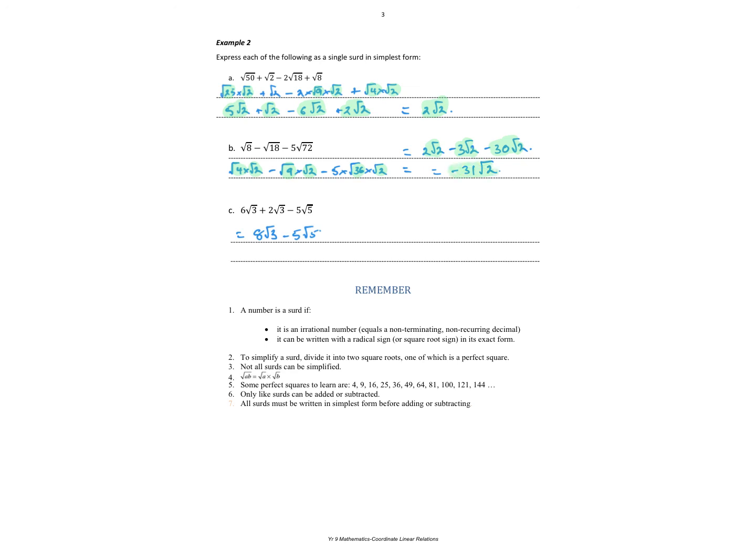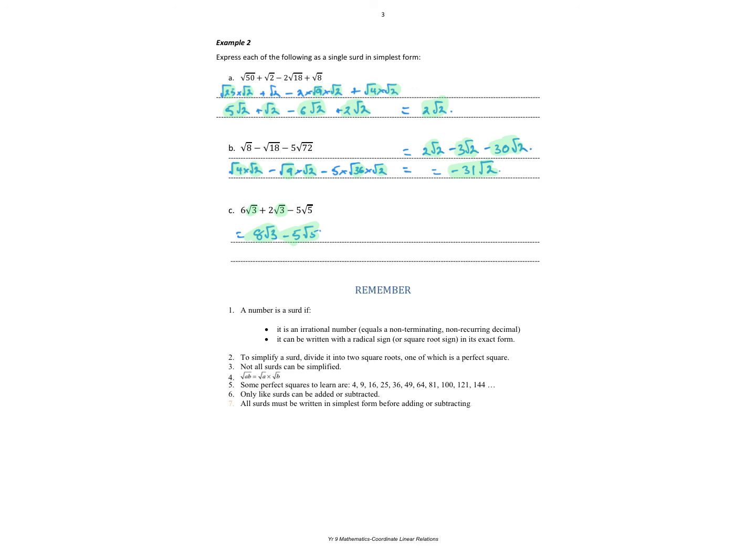Finally, if we have a look in here, root 3, root 3, root 5, we can't simplify those surds already. And we know definitely we can't simplify them because they're in fact prime numbers. And so we just add the like surds together. So I've got a root 3 there and a root 3 there. So 6 root 3 plus 2 root 3 gives me an 8 root 3. And I've got a 5 root 5 left over.